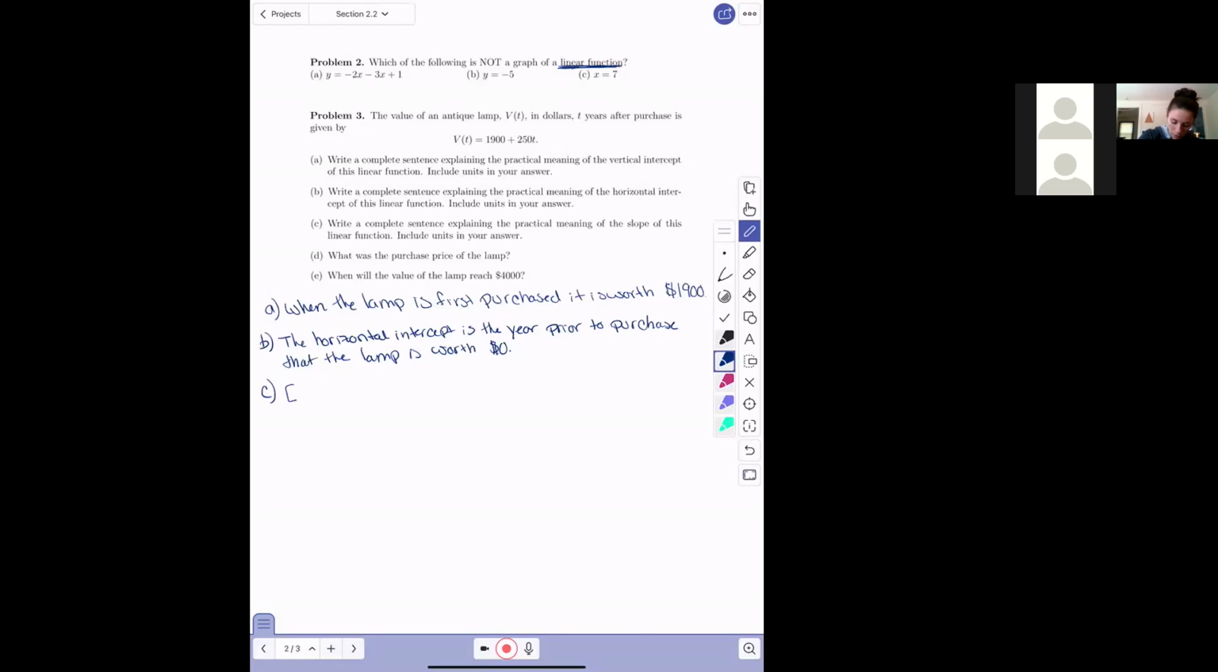So every year after purchase, the value of the lamp increased $250. Any questions on that?